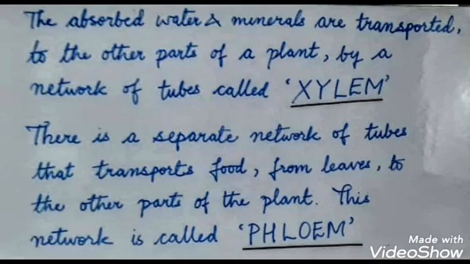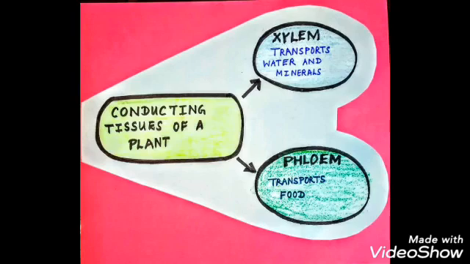Let us talk. The absorbed water and minerals are transported to other parts of a plant by a network of tubes called xylem. There is a separate network of tubes that transports food from leaves to the other parts of the plant. This network is called phloem. We can better understand this with the help of a diagram. These xylem and phloem are called conducting tissues of a plant. So xylem transports water and minerals, phloem transports food.